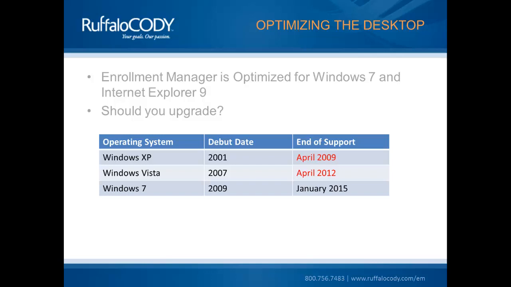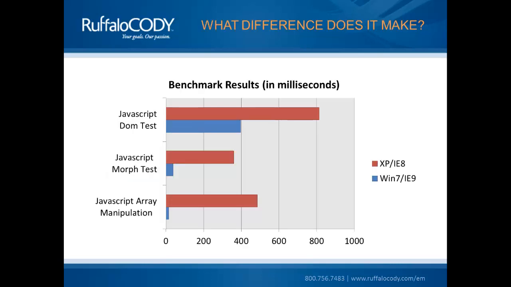So we encourage you, if there's one thing you can do, make sure you're using Windows 7. Windows 7, if you didn't know, debuted 3 years ago and will be supported for the next 3 years. So it's by far the best platform that you can be using right now. And we can also provide some statistical information to back up exactly what you get with this kind of upgrade.